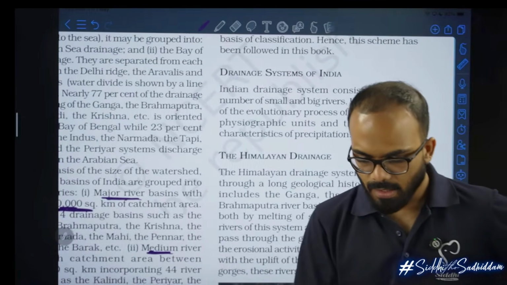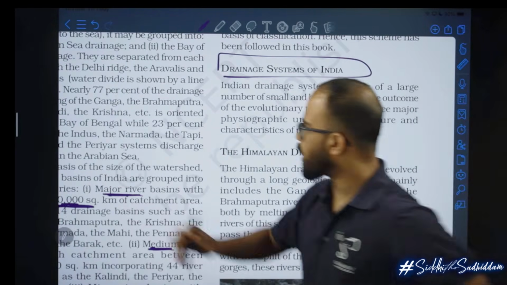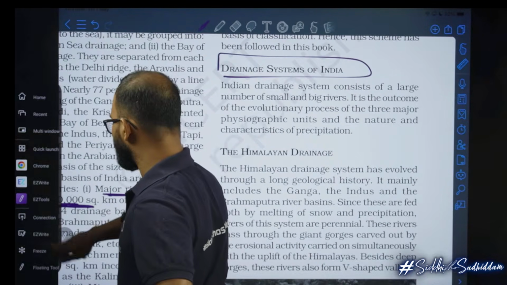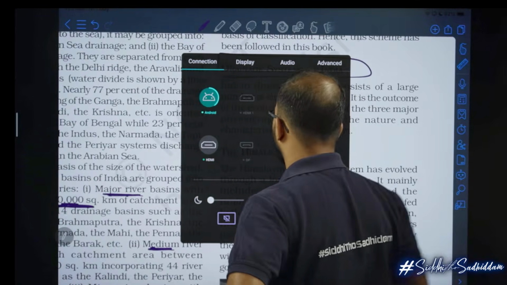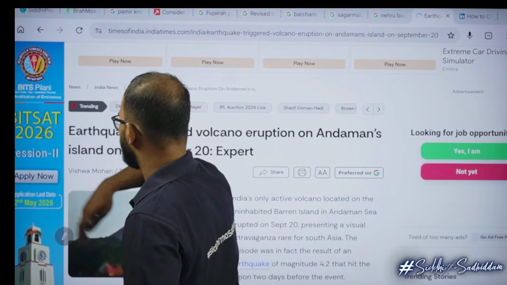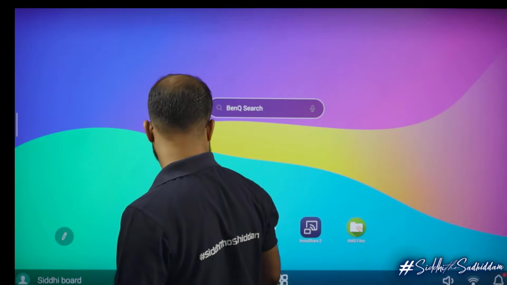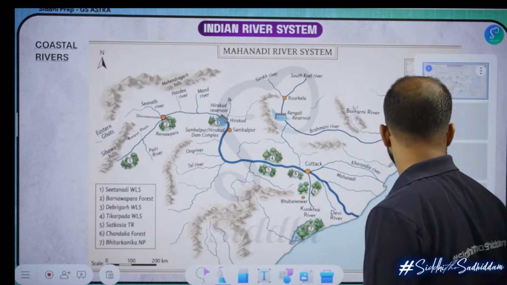Now the first thing is, how did this entire drainage system get created? See, the formation of the overall drainage system is very interesting. Just a minute, let me come to the board. Now is the time for me to get back to the board. All right. So the question is, how did this whole Himalayan riverine system get created?